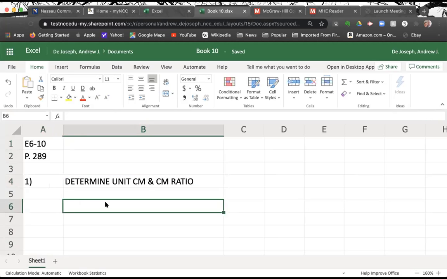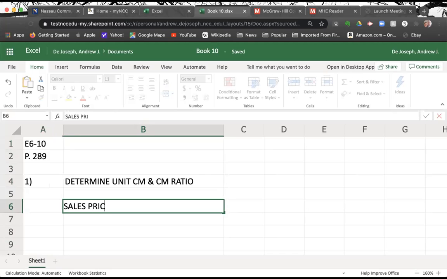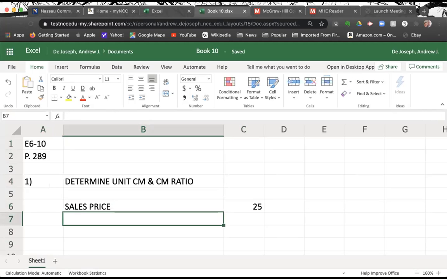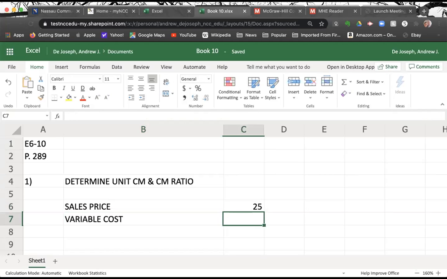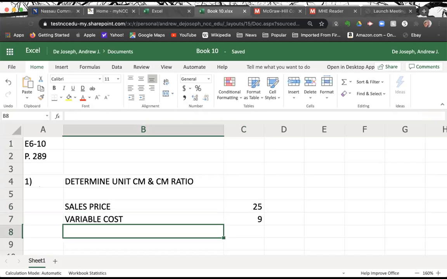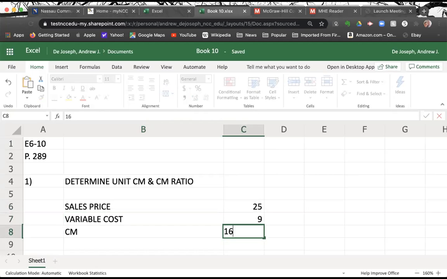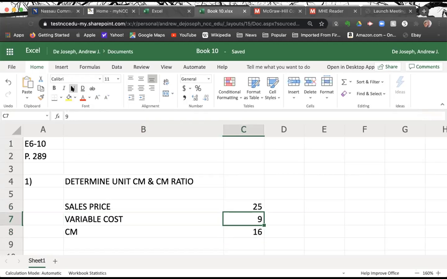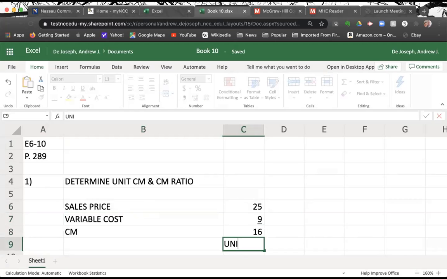Okay, so what do they tell us in the problem? They tell us that the selling price was $25 a unit and the variable costs were $9 a unit. So selling price or sales price, 25, variable cost, 9. What's 25 minus 9? 16. Real hard, right, class? Real tough stuff. Right, so that's the unit CM.